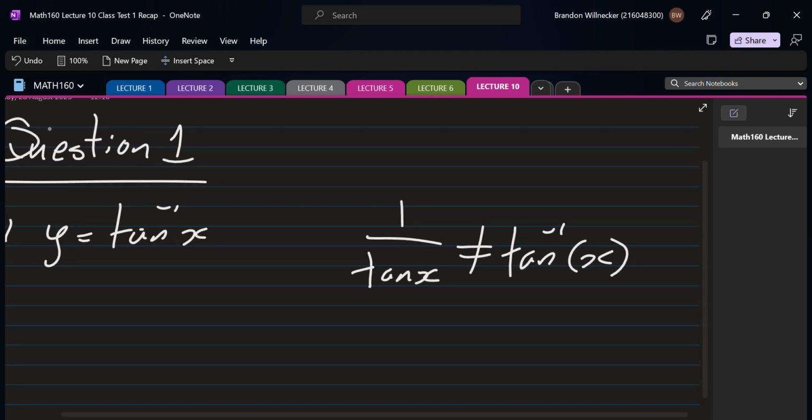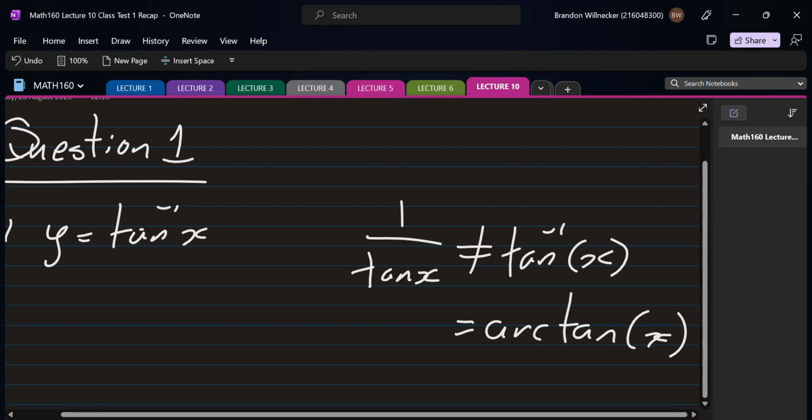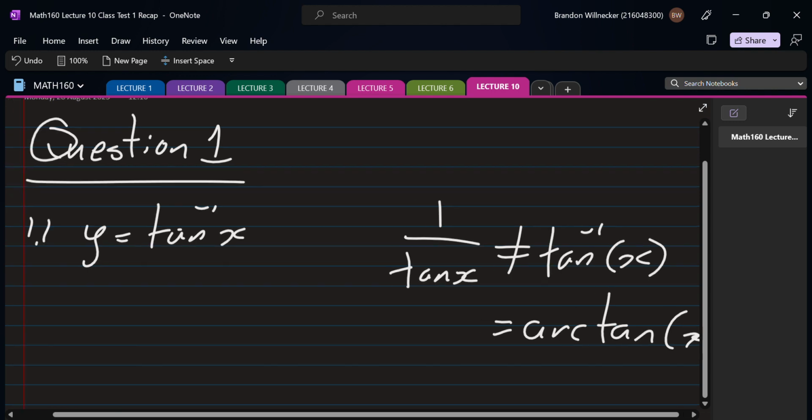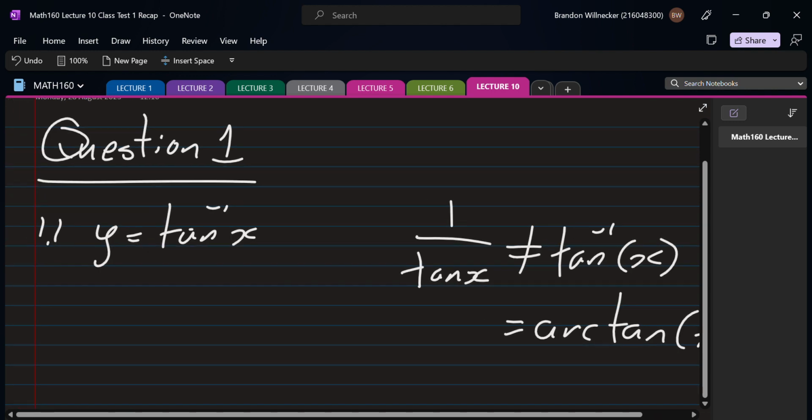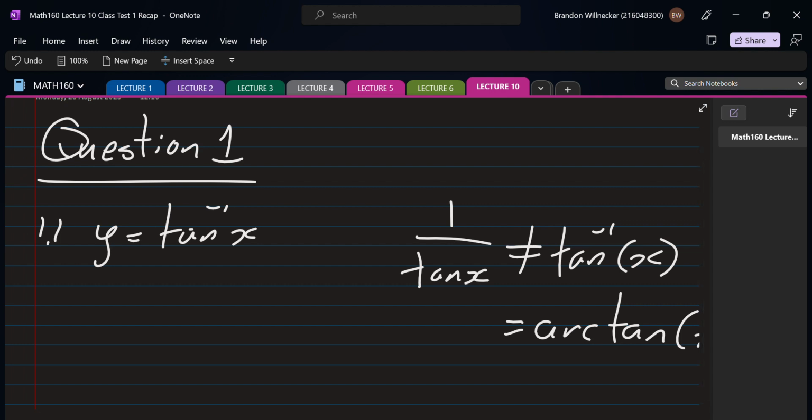Okay, we could also write this as arctan. So arctan means the same thing as inverse tan. Maybe if you see tan to the minus 1, write it out as arctan, and then you won't get confused with those powers. Okay, so please do not write 1 over the trig function.